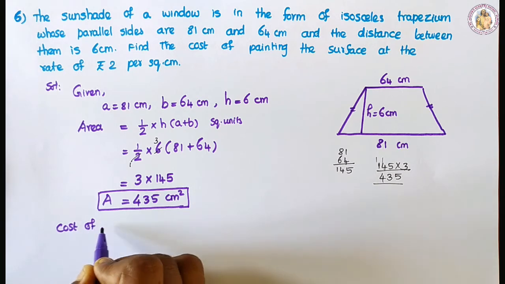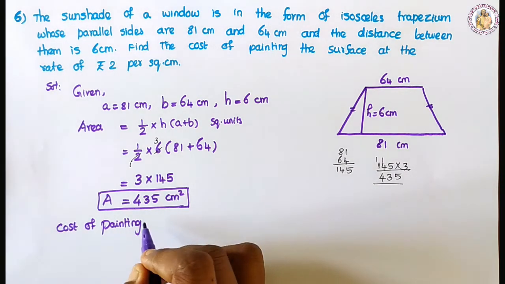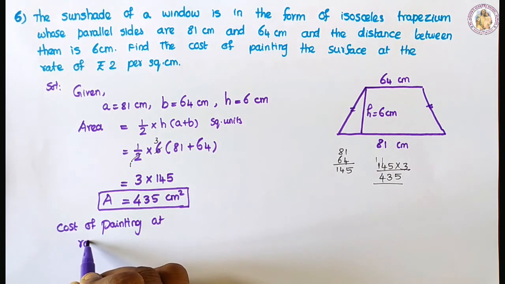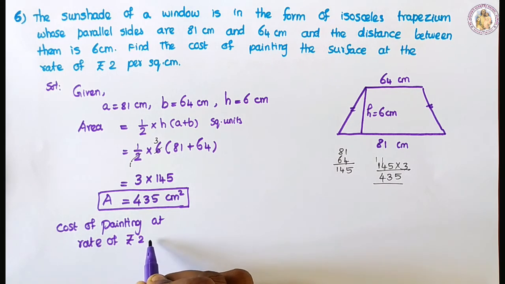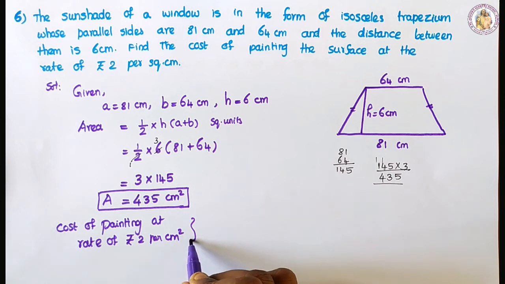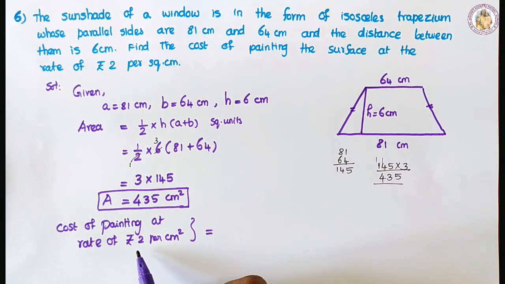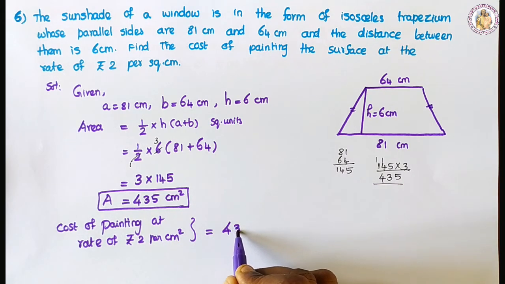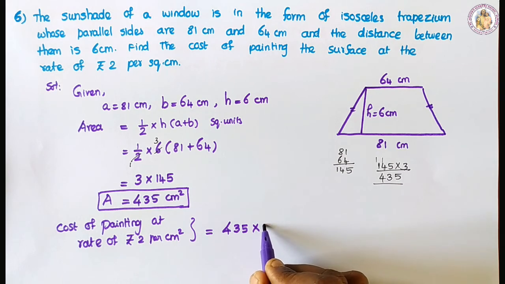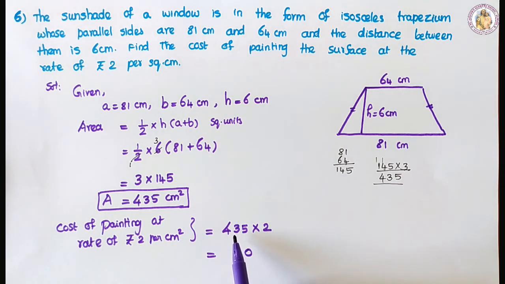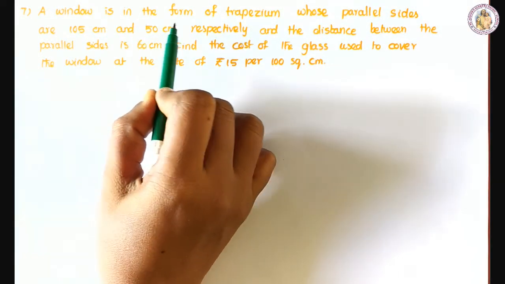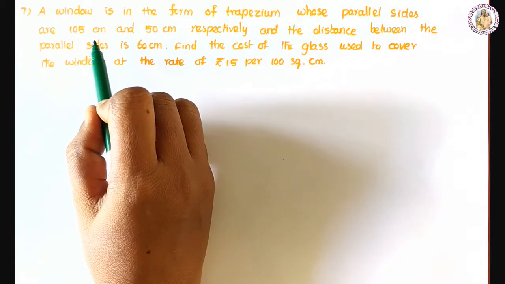Cost of painting at the rate of rupees 2 per centimeter square, that is per centimeter 2 rupees, means here 435 centimeter square. 435 into 2, 5 2s are 10, carry over 1, 3 2s are 6 plus 1 is 7, 4 2s are 8. So 870 rupees.